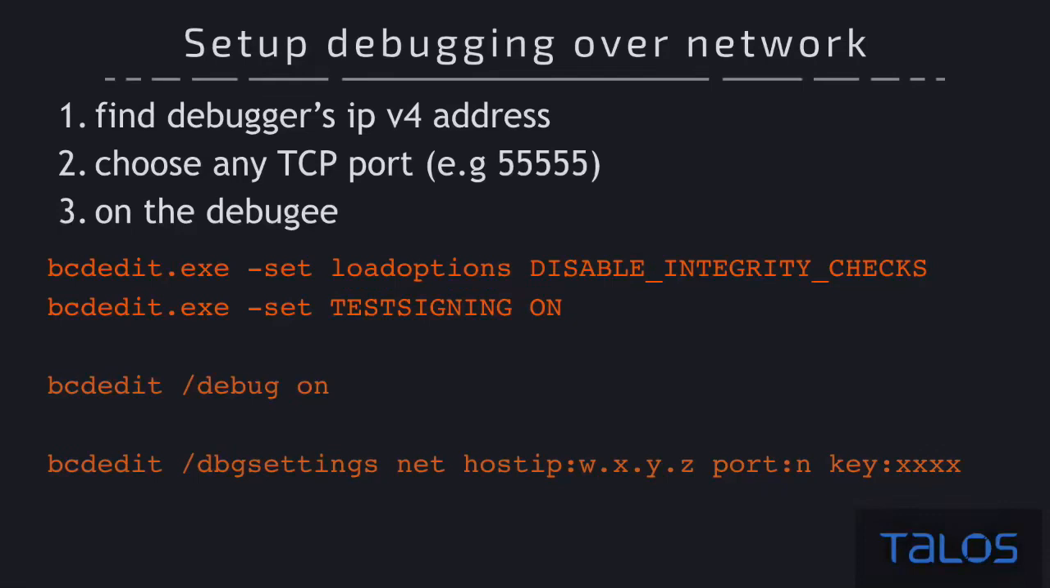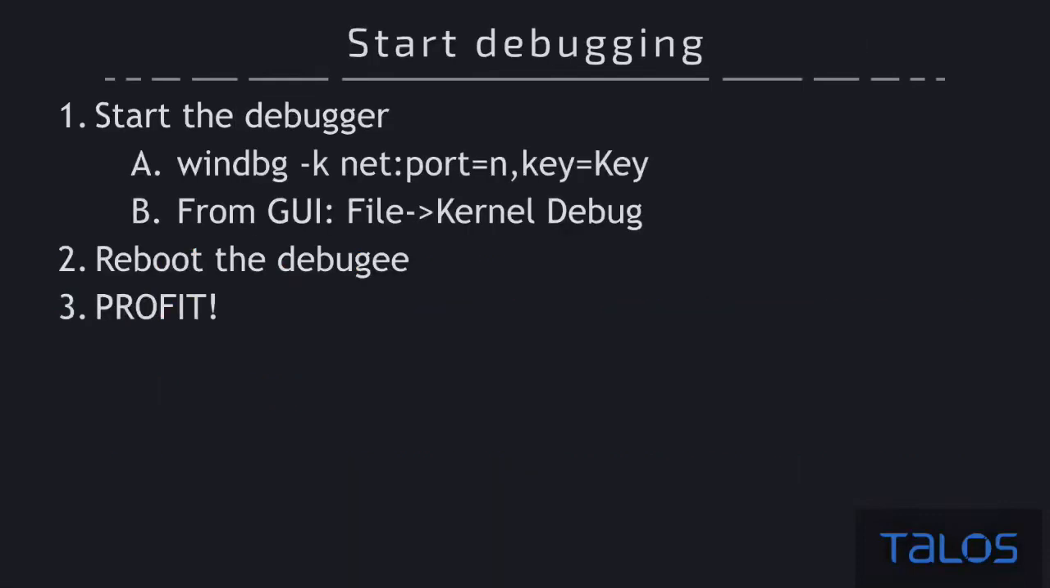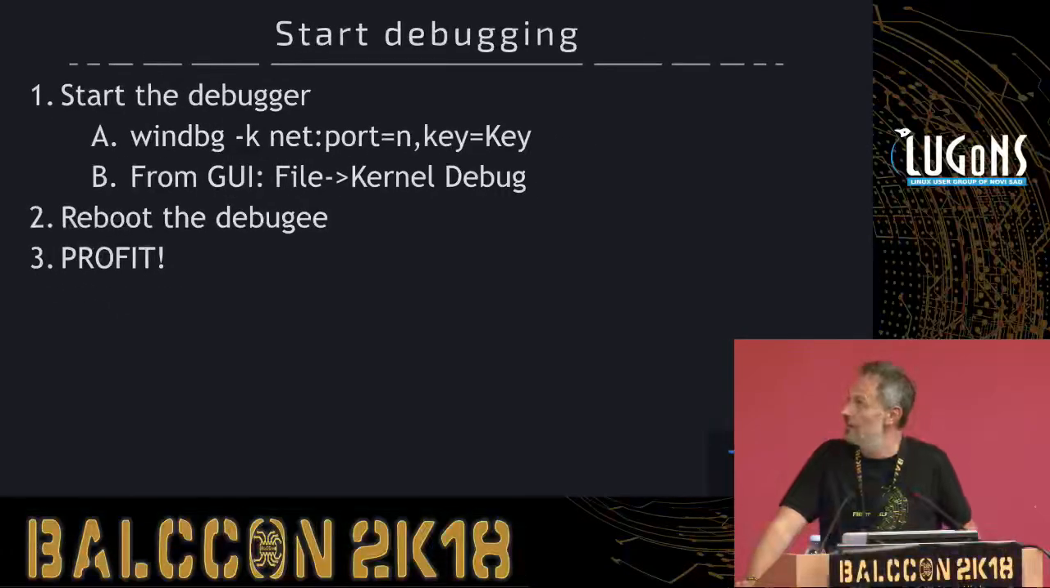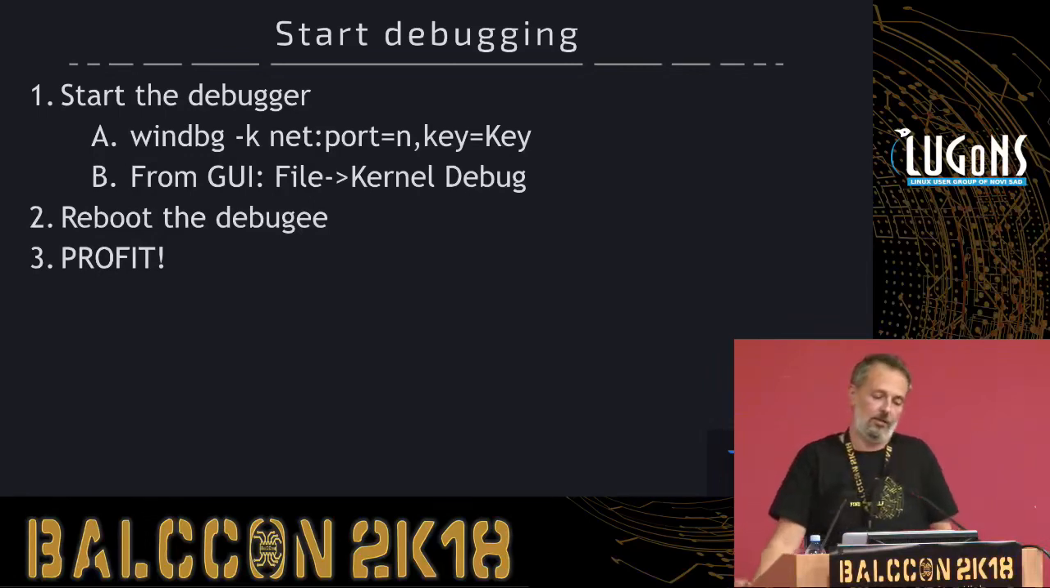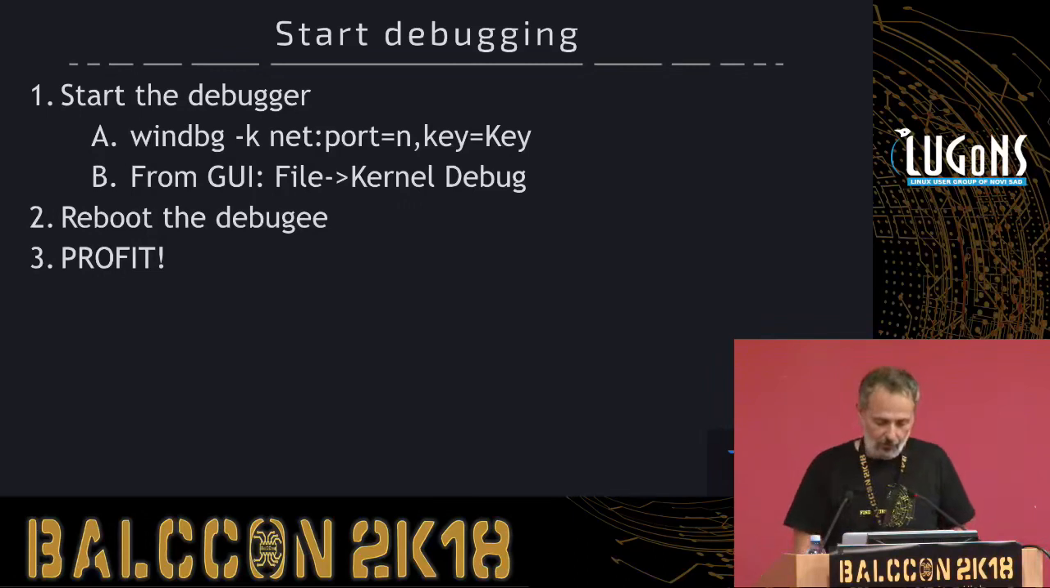Then once you have the key, you go back to the machine, you start WinDbg with the -k command line option, and you just have some configuration. You can do it from the GUI as well. Then you reboot the machine you want to debug, and once it's online, you get the connection in. So that's more or less everything you need to be able to debug the kernel on Windows.